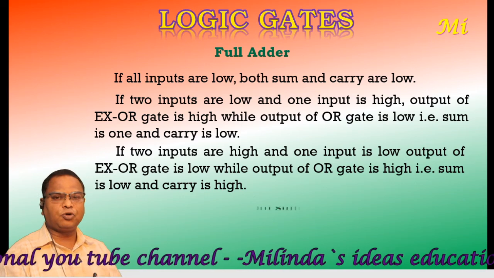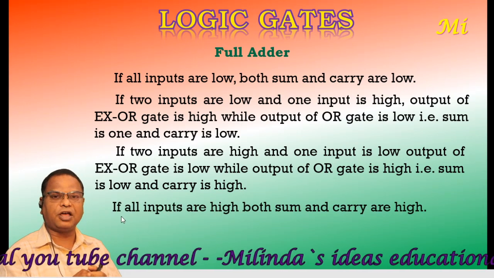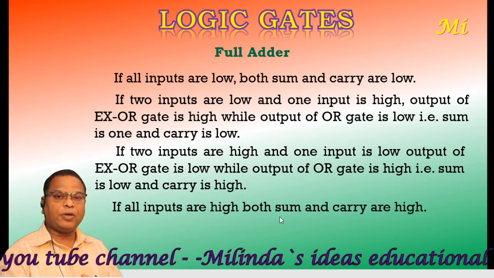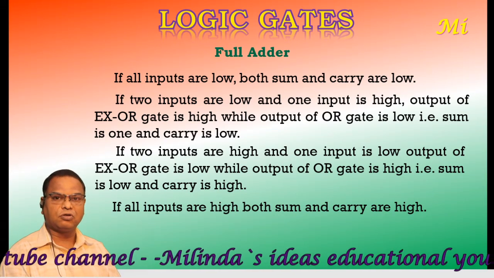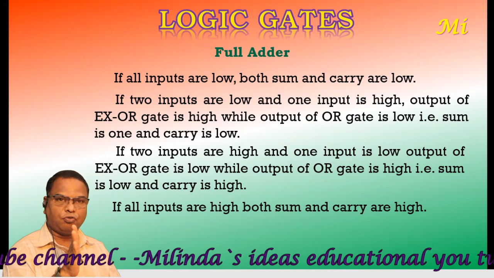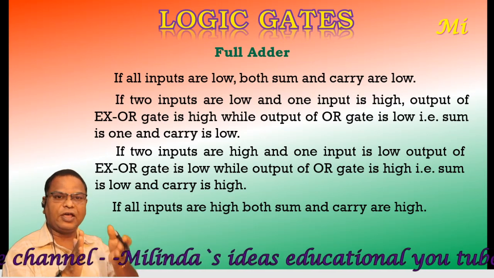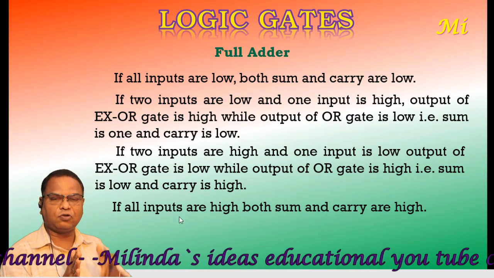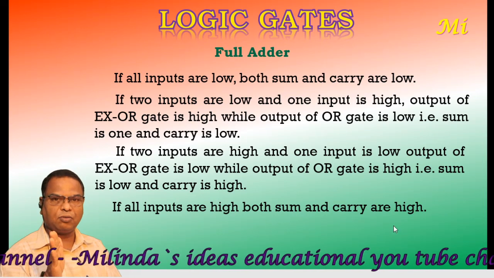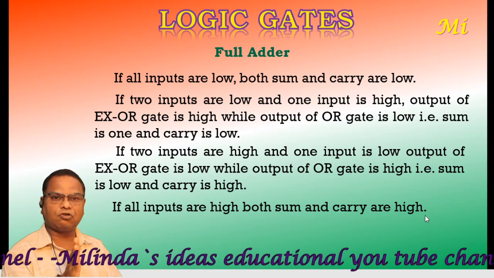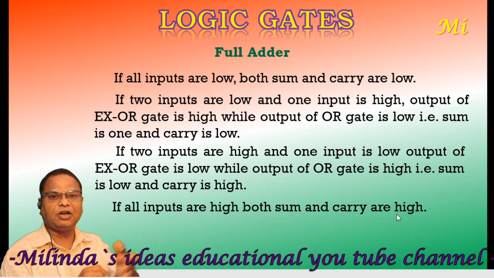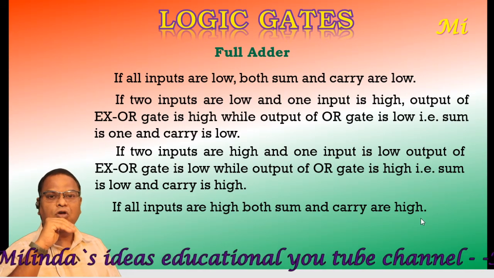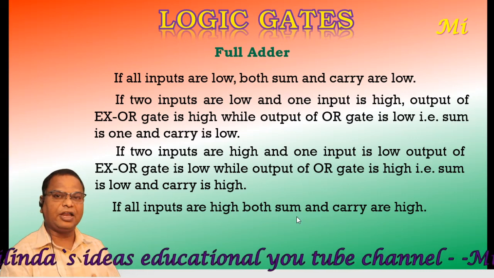When all three inputs are high, the output of XOR gate goes to high level because there are an odd number of ones. A XOR B XOR C: suppose A is 1, B is 1, so 1 XOR 1 that is 0, 0 XOR 1 that will be 1. So output of XOR gate, that is sum, goes to high level.